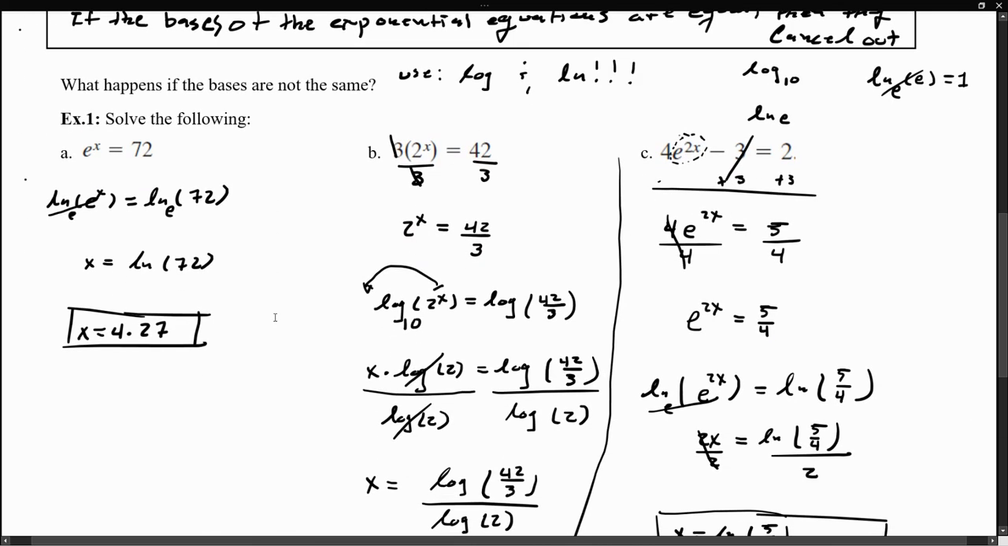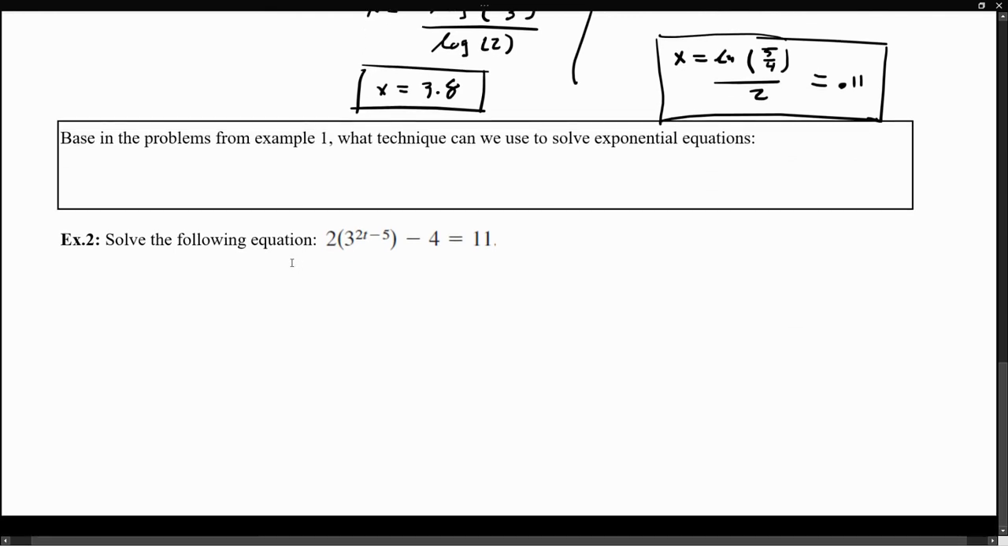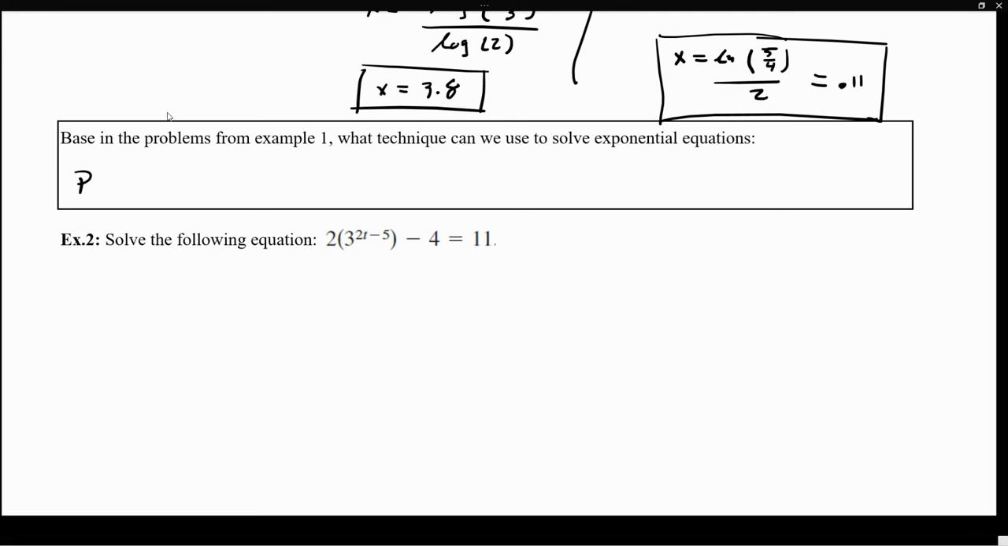Now the last way is to either use the properties of logs or use the properties of ln. And this is never going to fail, but we usually just reserve this for whenever we have expressions that are a little bit more complicated. So we're going to take a look at this last example now. But before we do that, let's just fill in this box, which is based on the problems from the previous example. What technique can we use to solve exponential equations? Well, we can use the properties of logs.